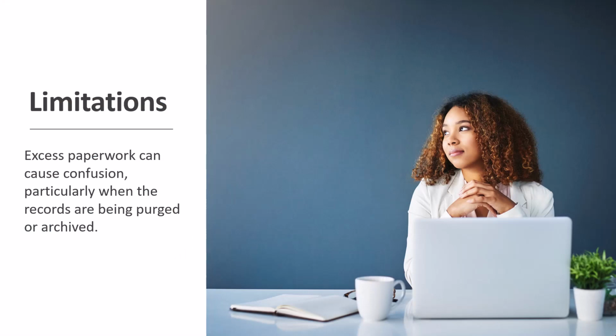Limitations. Hybrid record systems can be problematic. There is the risk of multiple copies of documents being saved even when clear guidelines are in place. Excess paperwork can cause confusion, particularly when the records are being purged or archived. Additionally, there is the risk of some documents not being filed at all due to miscommunications. Besides the possible confusion of hybrid records, they also take up valuable space in the office, especially when multiple copies of documents may be lying around. Even with clear policies in place, there is still the need for extensive education for employees to use hybrid systems correctly.